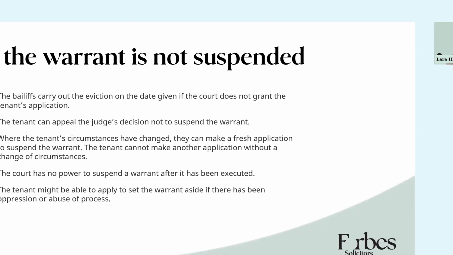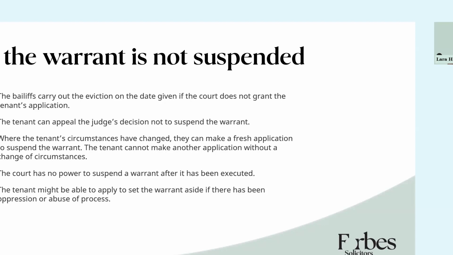The tenant can appeal the judge's decision not to suspend the warrant. An appeal would usually be heard by a circuit judge. And if a tenant is appealing, they should request a stay of execution of the warrant until the appeal is heard. But they can only request an appeal in certain circumstances. And again, it's up to the judge whether they're going to allow for an appeal. But usually if the court dismisses the application, the eviction will then go ahead.